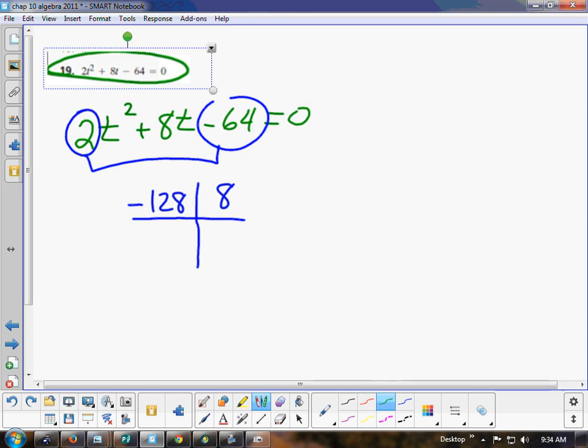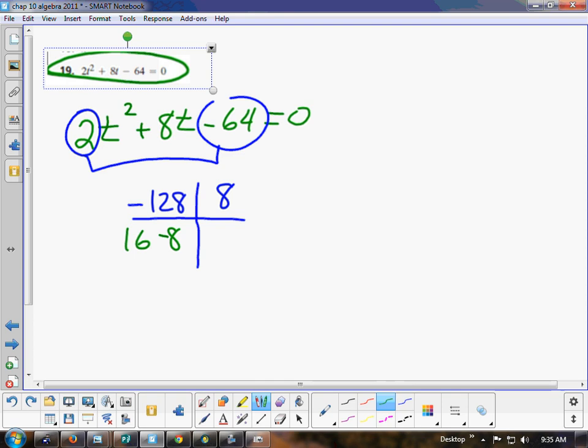Does anybody have the division? What's 8 into 128? Okay, 16 and 8. Okay. And which one has to be negative? The 8. Okay, now here's the difference.